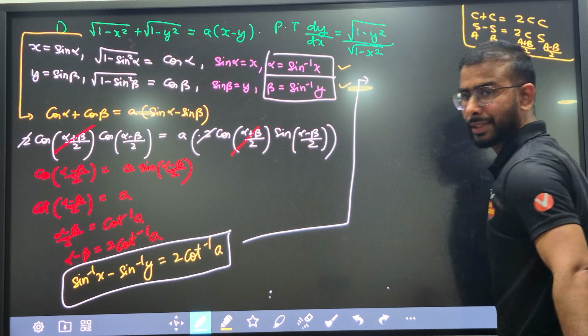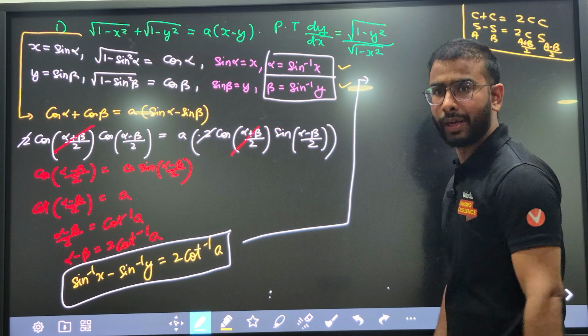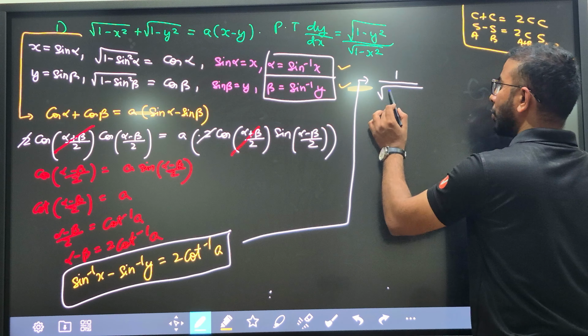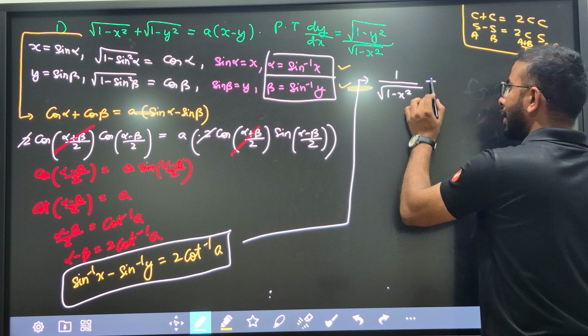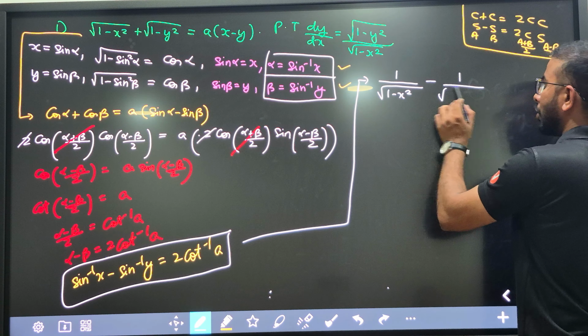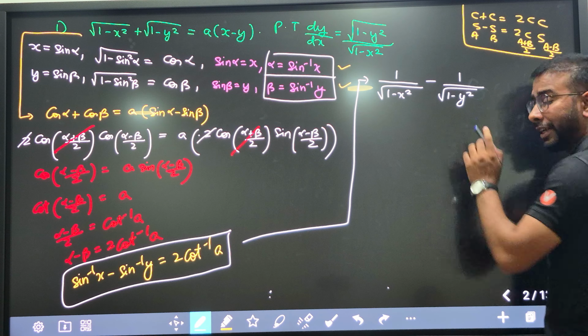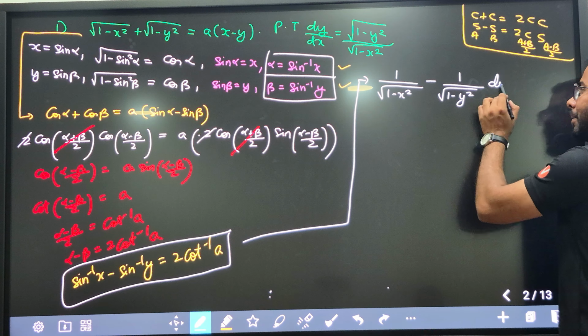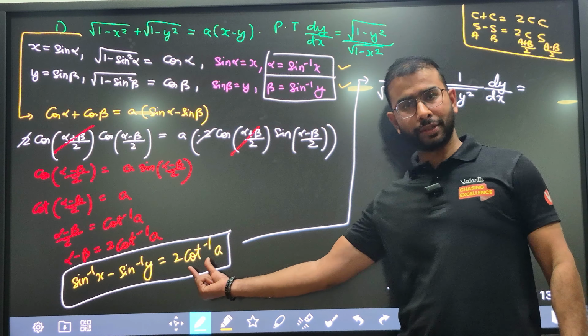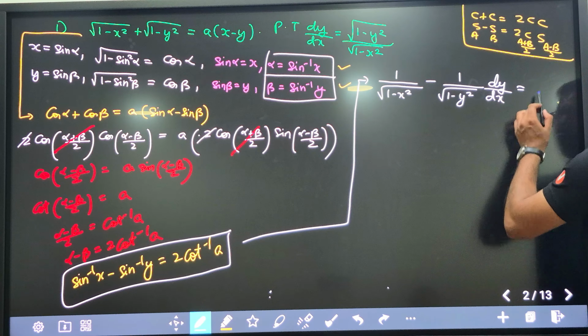Now let's differentiate with respect to x on both sides. Sine inverse x differentiation is 1 upon root 1 minus x square. Sine inverse y differentiation is 1 upon root 1 minus y square. And what is the differentiation of y, guys? dy by dx. Now the thing on the right side is a constant. Constant differentiation will become 0.